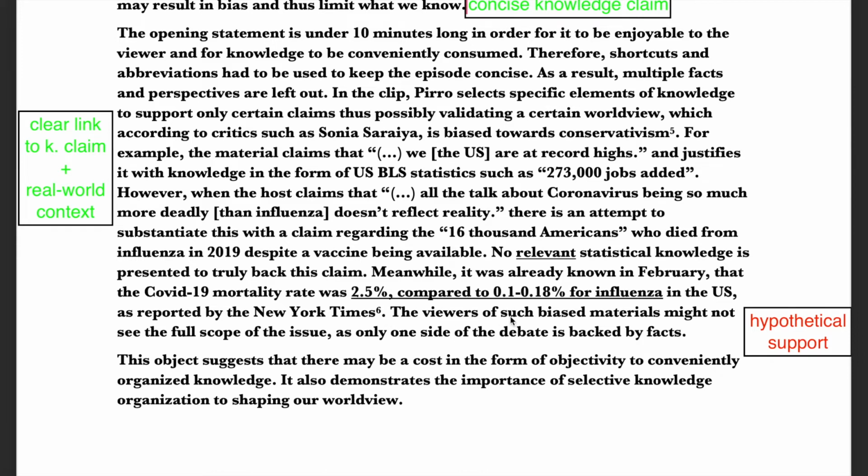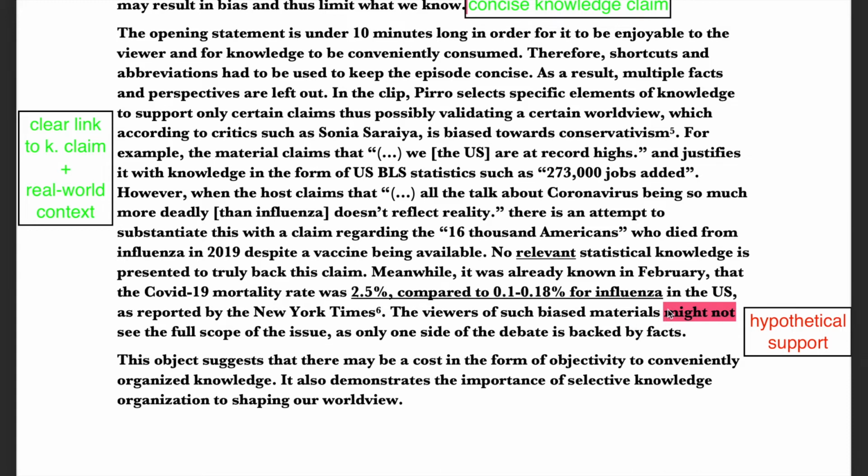The viewers of such biased material might not see the full scope of the issue, as only one side of the debate is backed by facts. Now, there was an issue with this sentence. I wrote, might not see the full scope of the issue. And the examiner told me that this is basically very hypothetical support for my claim.